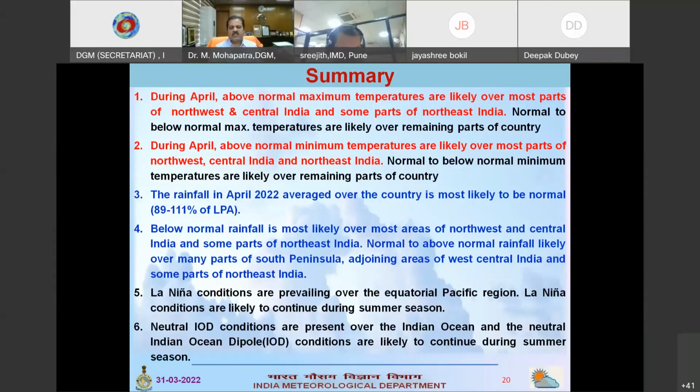La Nina conditions are prevailing and likely to continue during the summer season. Neutral IOD conditions are present over the Indian Ocean, and neutral IOD conditions are likely to continue during the summer season.